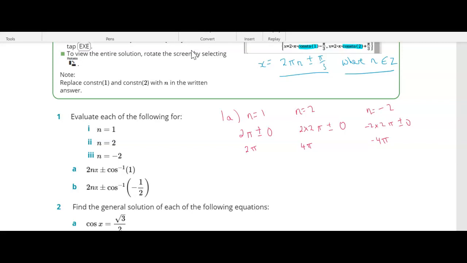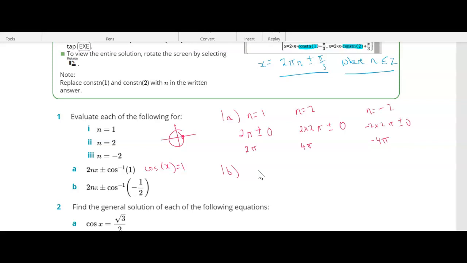All right, now if you think about the equation, it would be cos x equals 1, which we know on the unit circle is here. So it is at 2 pi, 4 pi, negative 4 pi. All right, let's move on to B. I'm going to do that in a different color.